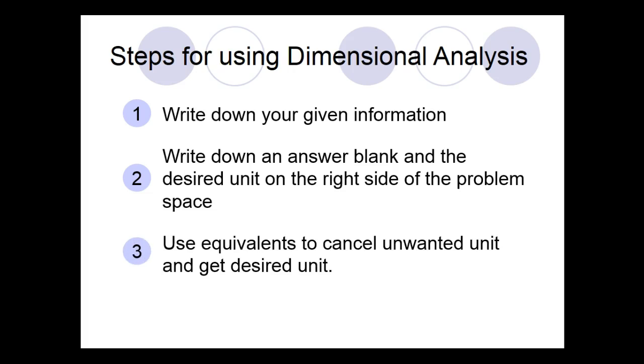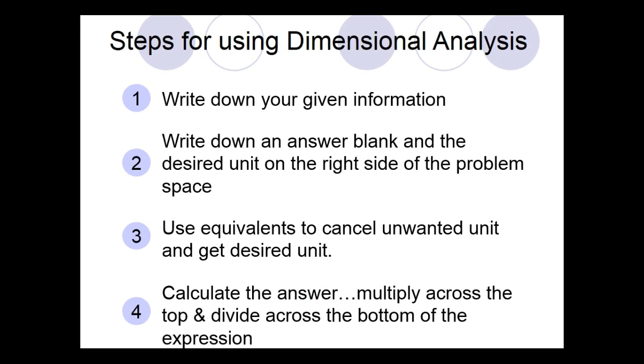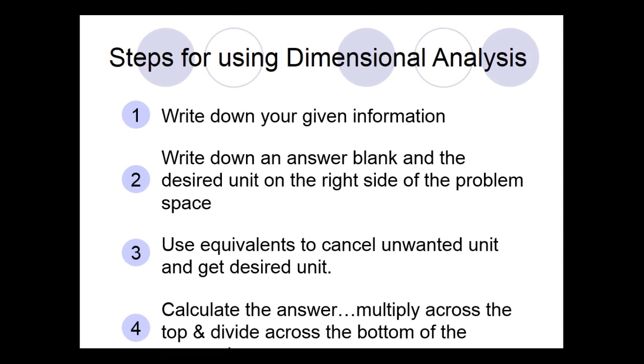Rule number 3 is you're going to use equivalents to cancel the unwanted unit and get the desired unit. And then step number 4, which is a little bit cut off, there it is. Calculate the answer: multiply across the top and divide across the bottom of the expression to work it out. So you're going to follow these same steps over and over again for all these problems.